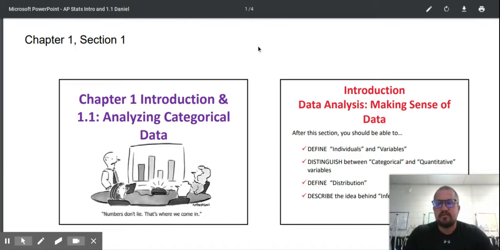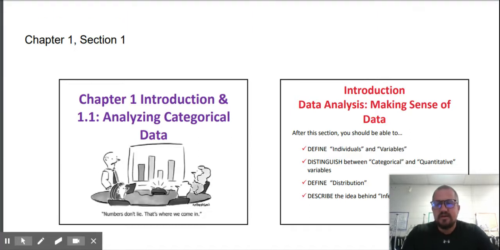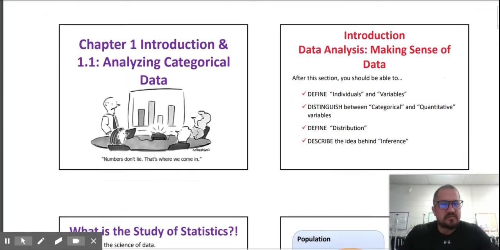So the first thing, Chapter 1 is an introduction to statistics. There may be some things you already know or you've already seen from your previous classes. But you will want to go through this and take notes of the most important things. So Section 1.1 is analyzing categorical data. And there's a picture of a bar graph there and it talks about some statistics.